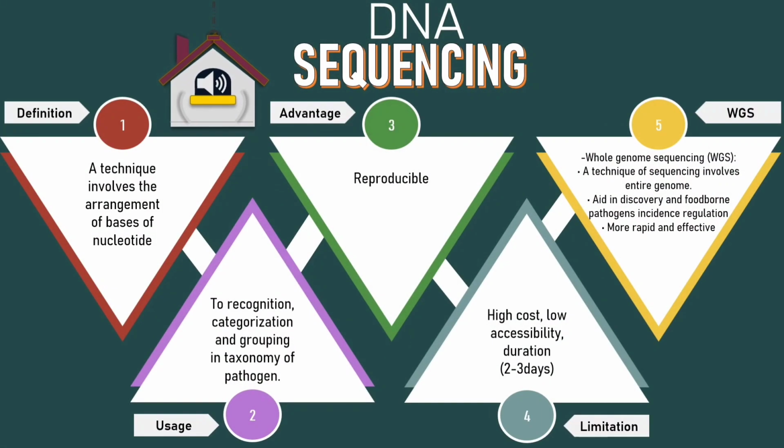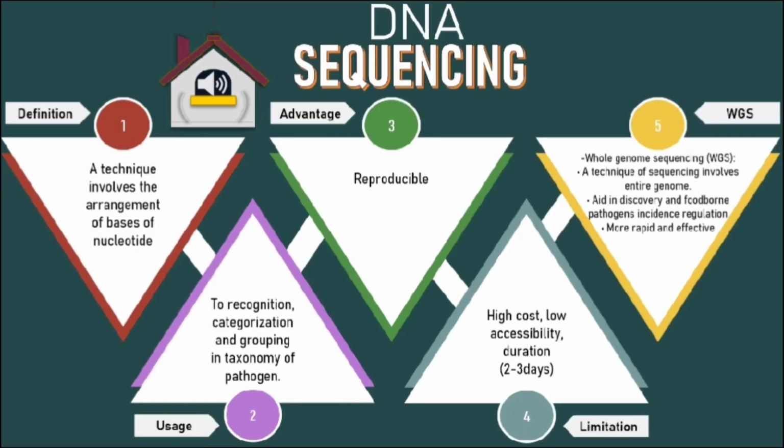DNA sequencing is a technique involving the arrangement of bases of nucleotides, which include adenine, cytosine, guanine, and thymine. This technique is usually done after the PCR technique, with the purpose of increasing the target gene. DNA sequencing is used for recognition, categorization, and also grouping in suitable taxonomy of pathogens. This technique is reproducible. However, it has limitations in terms of cost, accessibility, and the duration for the result to be done.